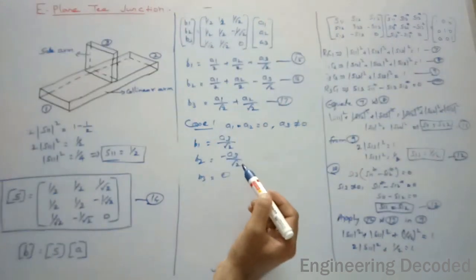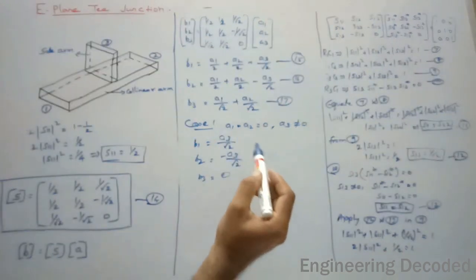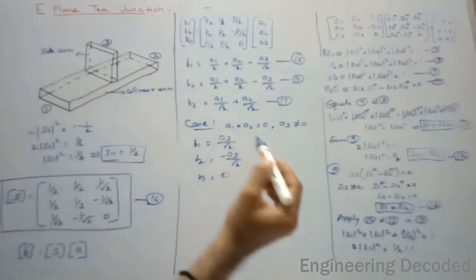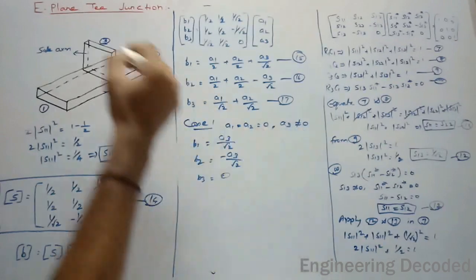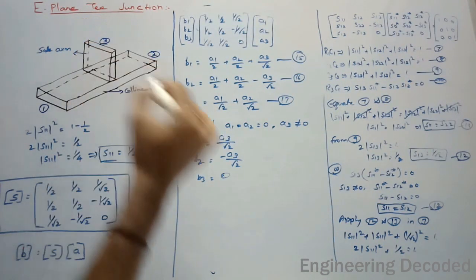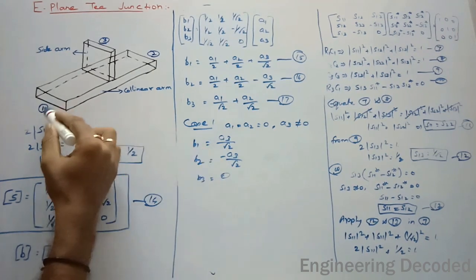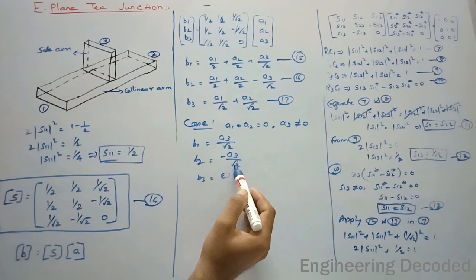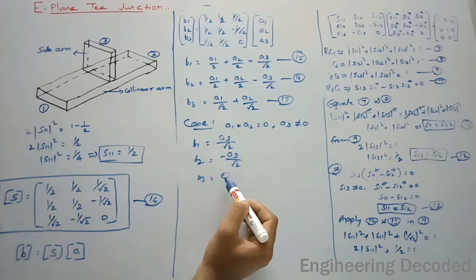So from this, what can we understand? A1 and A2 are 0, which means we are not going to give any input across ports 1 and 2. A3 is not 0, which means we are going to supply only through port 3. So in that case, you will get output across B1, which is positive, and the output across port 2, which will be negative. Nothing is reflected back.